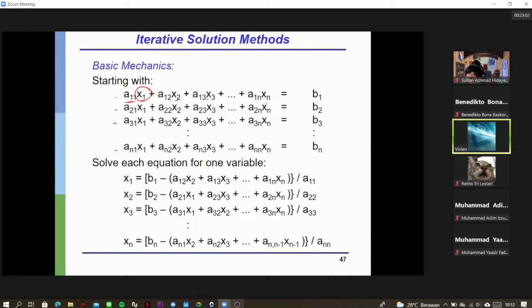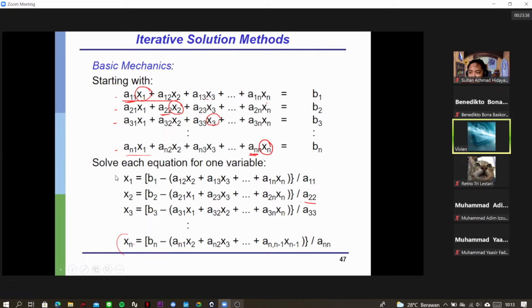And then from the second equation, we want to solve x2. So x2 will equal b2 minus a21x1 plus a23x3 and so on, which is all of the terms on the left-hand side, we just move to the right, and that is divided by a22. Then we find x3 from the third equation and so on up to xn. When we want to calculate xn, that will be calculated from bn minus all of the other terms, moved to the right-hand side, divided by the coefficient of xn.